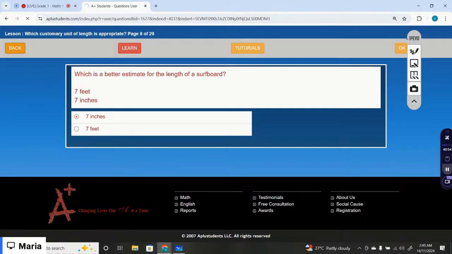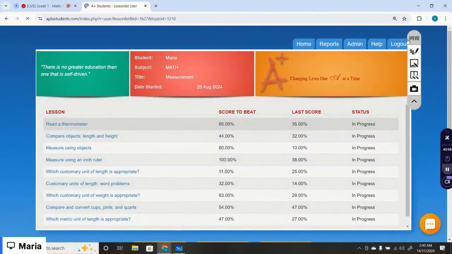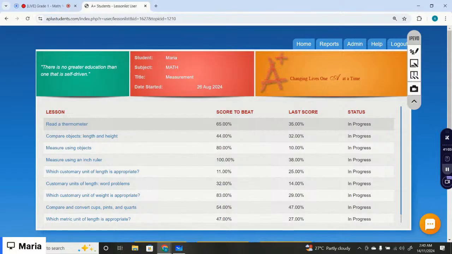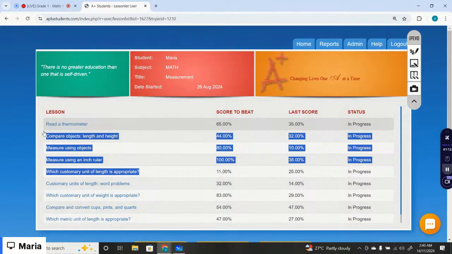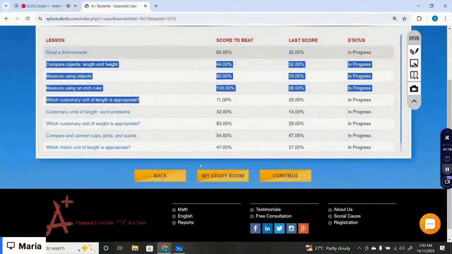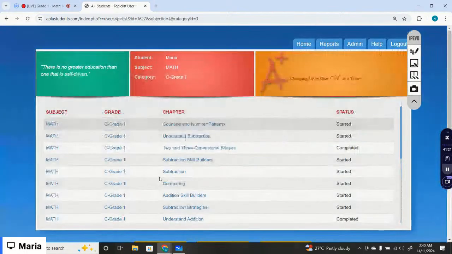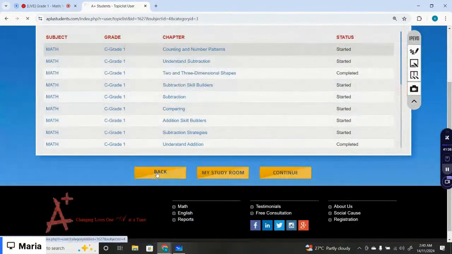So, we were working on grade 1 math. The chapter we're working on is measurement. And the lessons we have covered today are read a thermometer, compare objects' length and height, measure using objects, measure using an inch ruler, and which customary unit of length is appropriate. So please make sure before the next session you complete all the practice questions for the lessons we just did. That is your homework until next session.